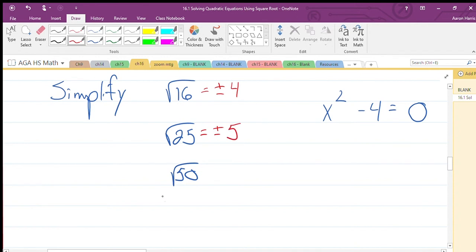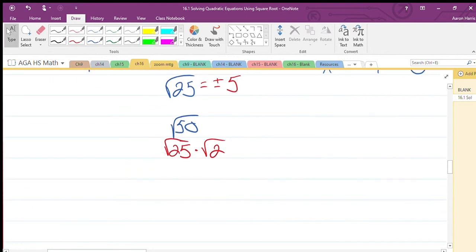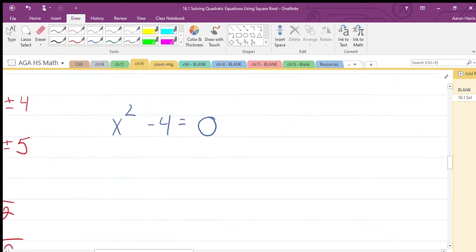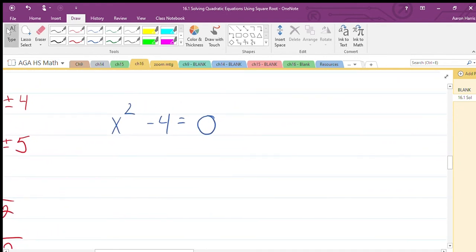Ooh. So you have to break it down. You have to go square root of 25 times the square root of what? 2. Now that I have that, I know that the square root of 25 is what? Plus or minus 5. Can I break down the square root of 2 anymore? No. So I just leave it inside the radical. So I get plus or minus 5 square root of 2. You're allowed to have that answer. Okay? Which brings us to our quadratic equation.